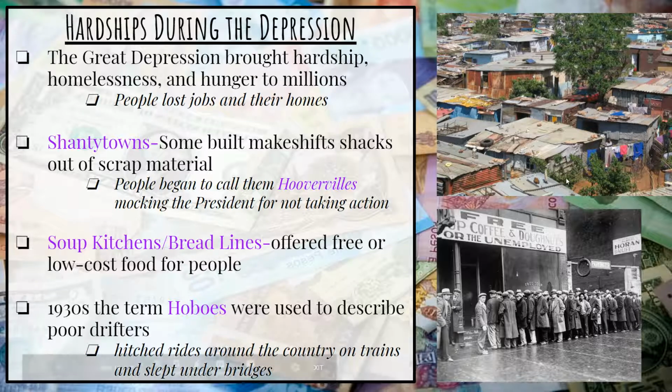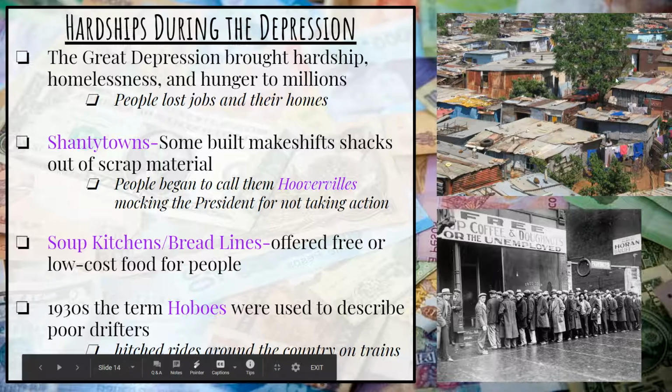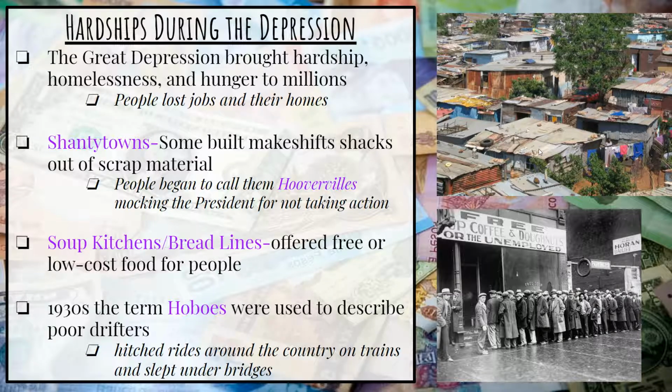And I have a couple pictures over here. In the top picture, it represents shanty towns. So remember how I told you the farmers had no jobs or lost their home because they had too many installment plans and couldn't pay back their bills? Well, they had to move to cities.